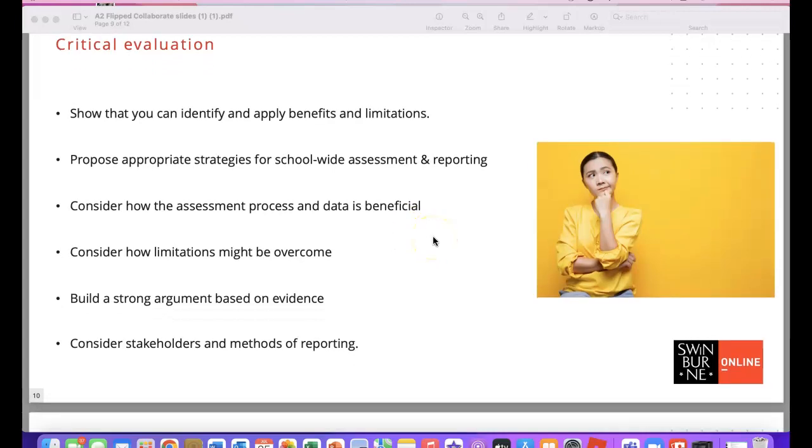Produce appropriate strategies for a school-wide assessment and reporting. So you're going to talk about how it could potentially fit in with a school-wide approach to assessment. So something like a Fountas and Pinnell or something like a PROBE can often be quite popular amongst particular schools because they can be implemented across grade levels. So say something like an F&P. I know at my son's school it is used from prep to grade 3, and then PROBE takes over from there for the middle to upper school.